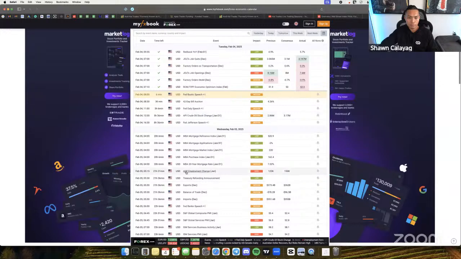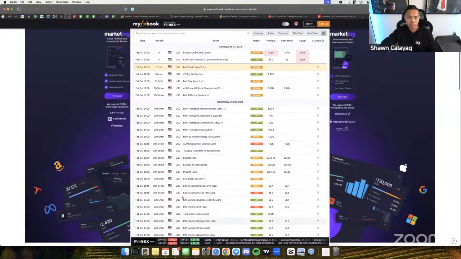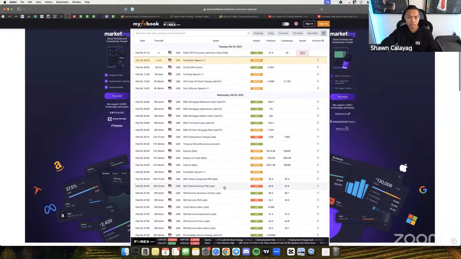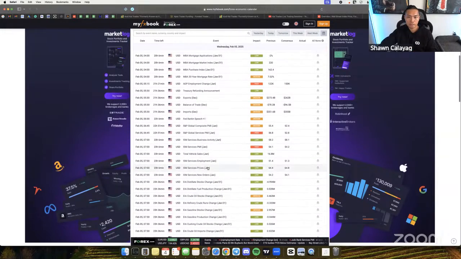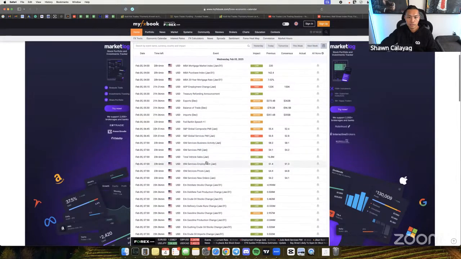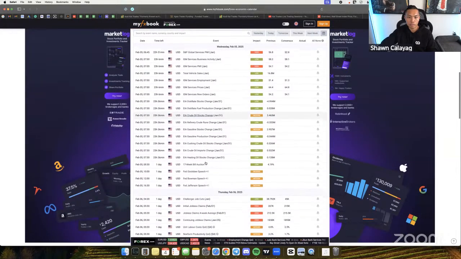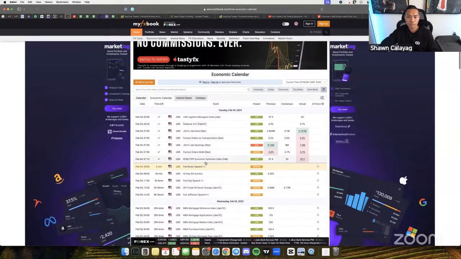Tomorrow we have news at 5:15 pre-market, ADP unemployment change. We have S&P Global Services PMI at 6:45, which is inflation news. And then we have ISM Services PMI at 7 o'clock, which is also inflation news. 2 news events right after open. And then hopefully from there, the market will be moving a lot smoother compared to today.